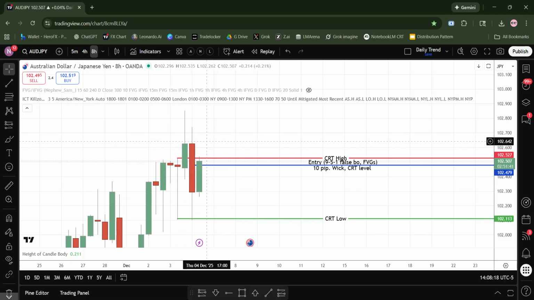So that was the London session trade for the day. Aussie yen short. I think I got like 75% return on my account, which was good. Made a little withdrawal off of some of that, and then we just keep going.